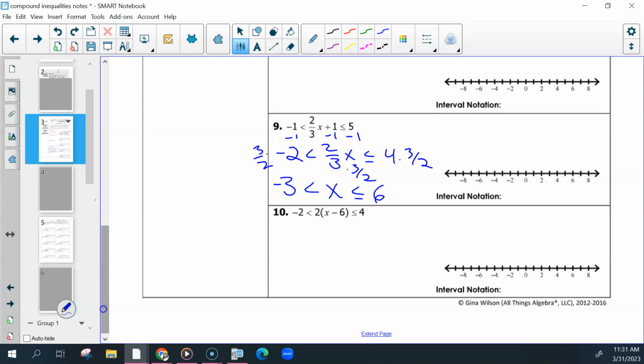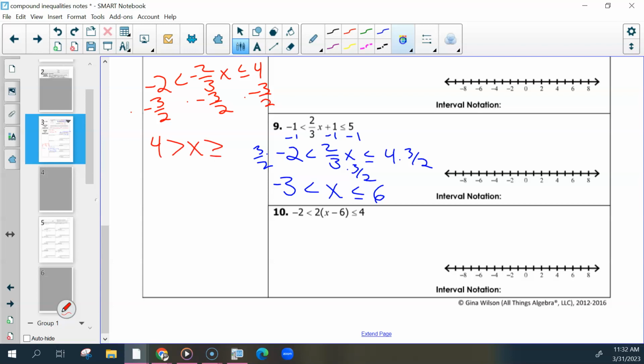I'm going to put a side note off to the side. You can write this if you want. If the 2 over 3 was negative, and you flipped it and multiplied it by negative 3 over 2 to everywhere, all of your signs would change direction because of the rule. So this would become positive 4 is greater than x is greater than or equal to negative 6.